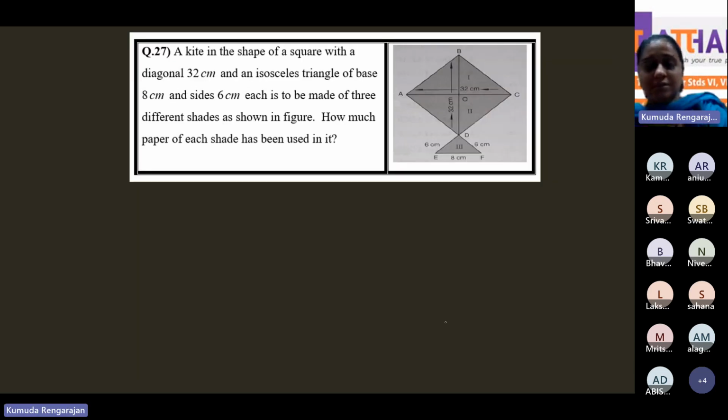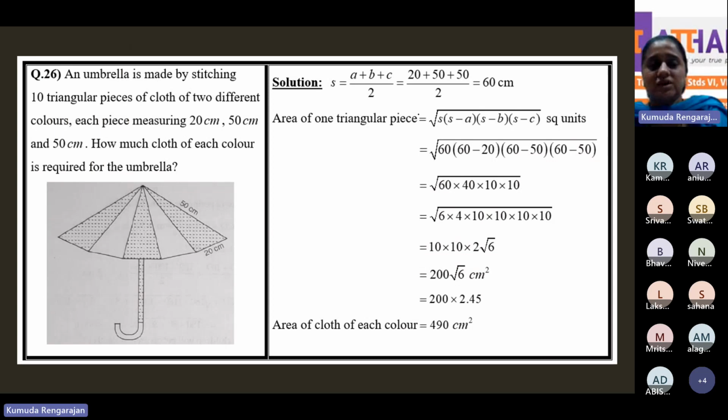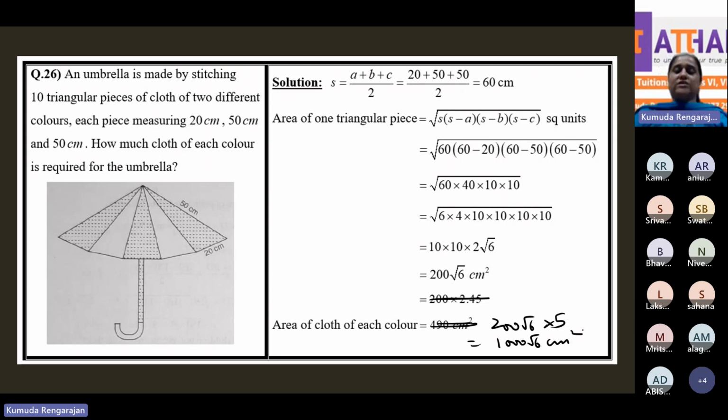I think I didn't multiply by 5, is it? Let me just check. How much cloth of each color is required for the umbrella? Yeah, I've not multiplied by 5 here, sorry. 200 root 6. Area of cloth for each color is equal to 200 root 6 into 5. That is 1000 root 6 centimeters square. This is the answer.